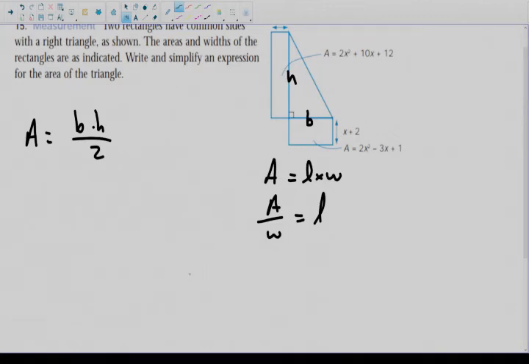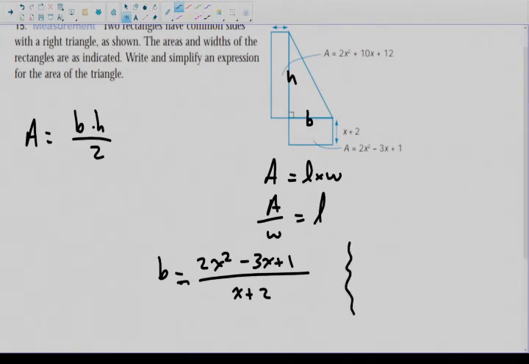So let's do that separately. Instead of calling it L though, I am going to call it B. So the calculation for B, using this rectangle down here, would be the area that contains B, which would be 2x squared minus 3x plus 1, all divided by x plus 2. At the same time, I'm going to write the area that contains H, which would be 2x squared plus 10x plus 12, all divided by the width, which is x minus 1.